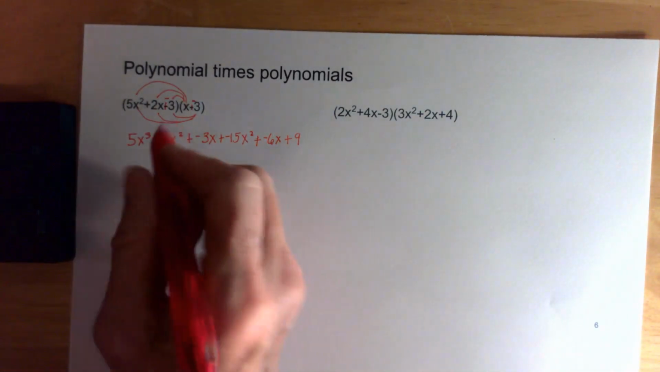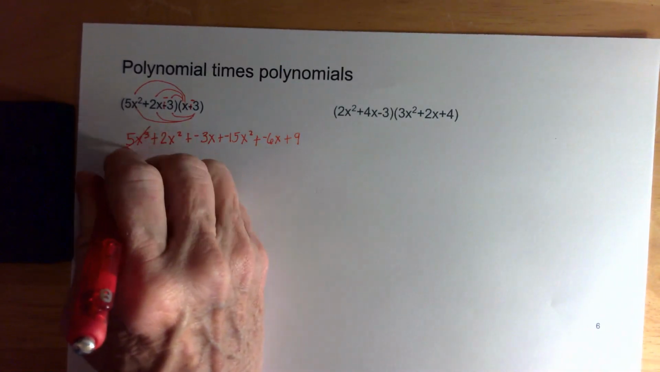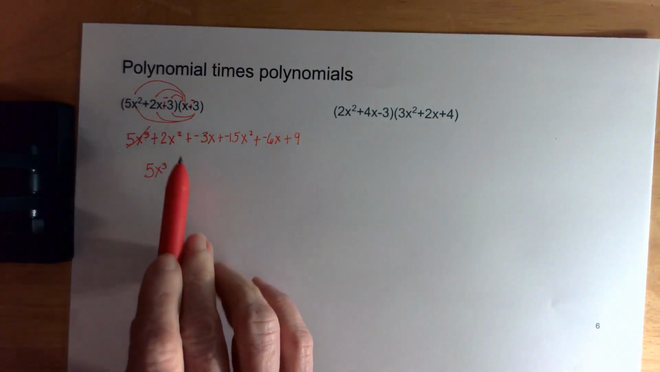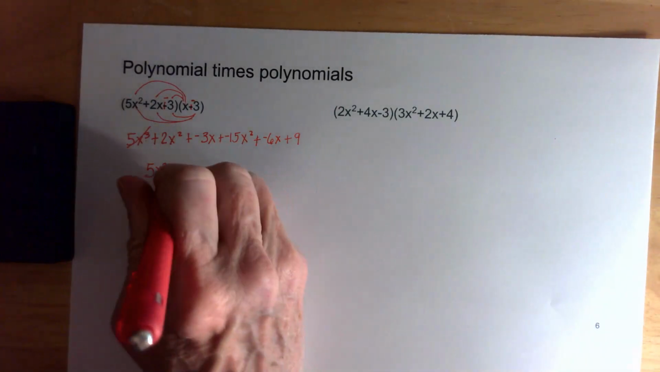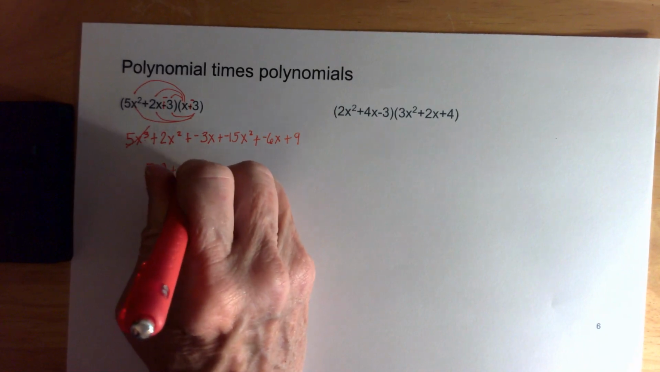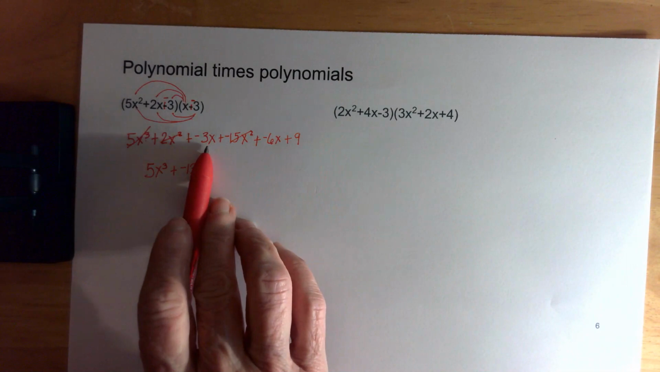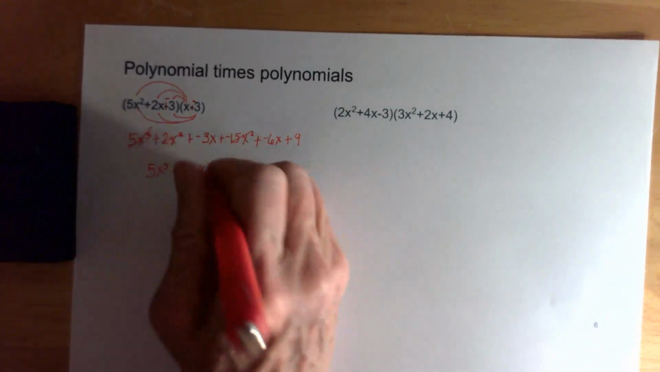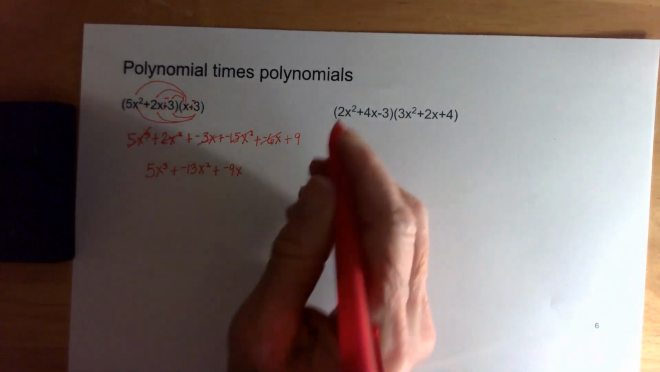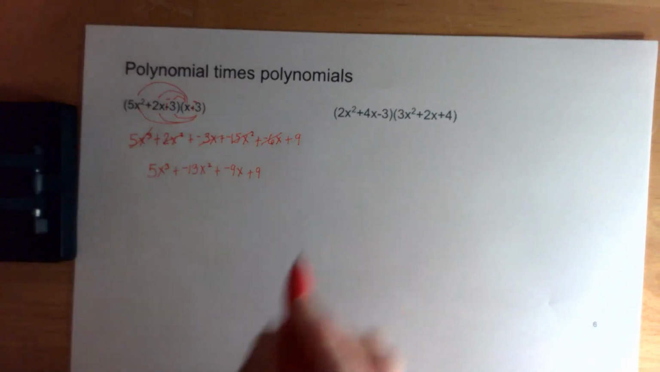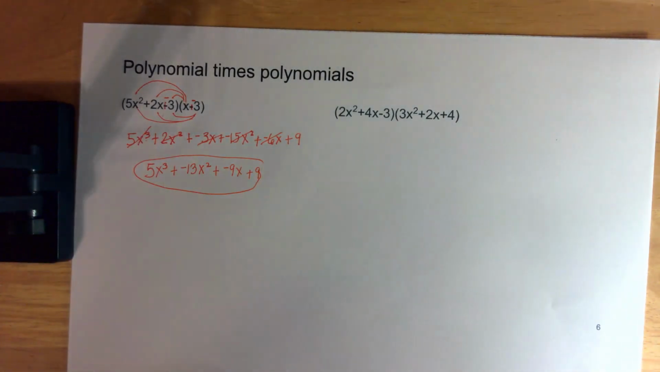My highest power is to the third power, so I have 5x cubed that I'm going to start with because I want to write it in descending order. Then I have a 2x squared and a negative 15x squared, so that's going to be a negative 13x squared. And then I have a negative 3x and a negative 6x, which is going to be a negative 9x. And then I have a plus 9 that I don't have anything to combine with. So that would be the answer to that multiplication problem.